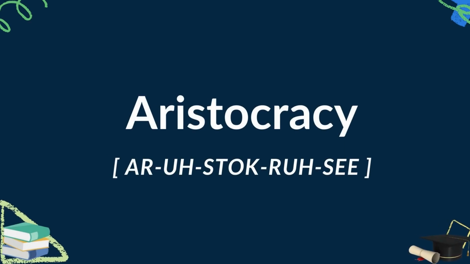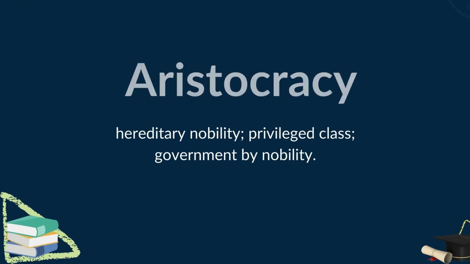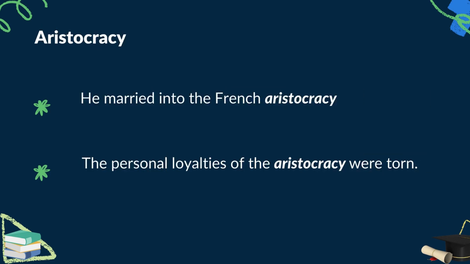The next word is aristocracy. A-R-I-S-T-O-C-R-A-C-Y. Aristocracy. Aristocracy means hereditary nobility, privileged class, government by nobility. Here are some ways you can use the word in a sentence. 1. He married into the French aristocracy. 2. The personal loyalties of the aristocracy were torn.